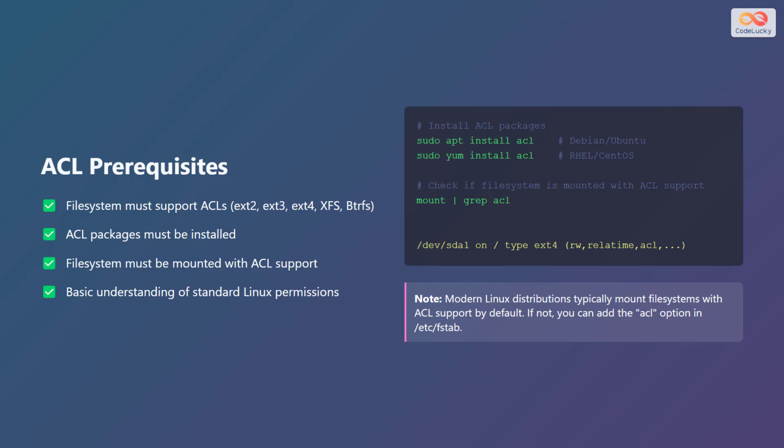Here are the commands you can use to install the required packages depending on your distribution. You can use sudo apt install acl on Debian or Ubuntu. On Red Hat or CentOS, use sudo yum install acl. To check if your file system is mounted with ACL support, you can use the mount | grep acl command. Usually ACLs are enabled by default. If not, you can add the acl option in the /etc/fstab file.